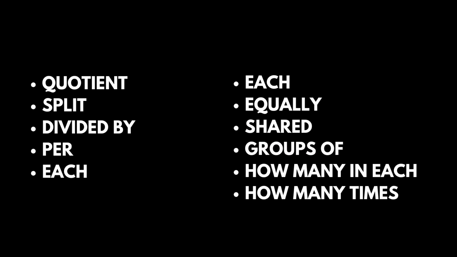Learn the keywords that signal division. Quotient, split, divided by, per, each, equally, shared, groups of, how many in each, how many times. When you see any of these, divide. Per and each are especially easy to miss. Anytime a problem gives you a total and asks you what each person or group gets, that's division.